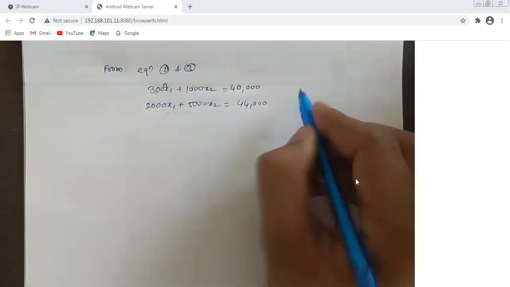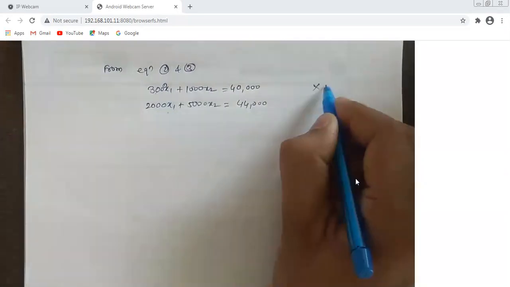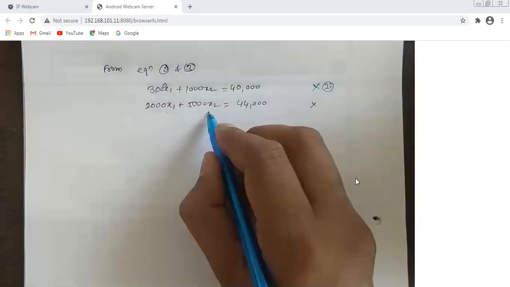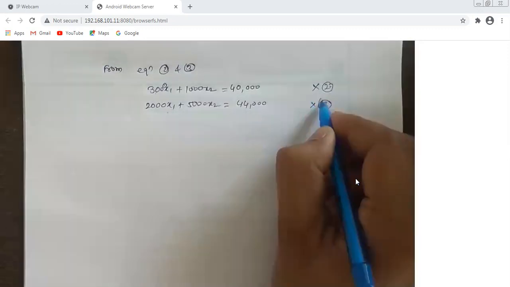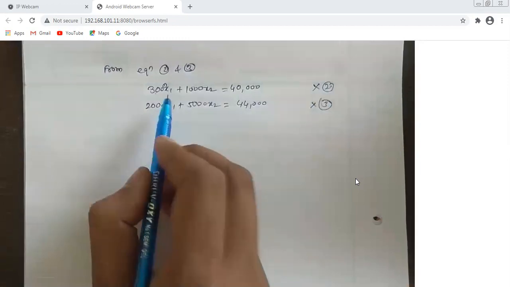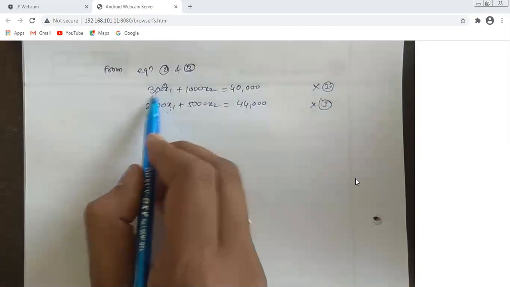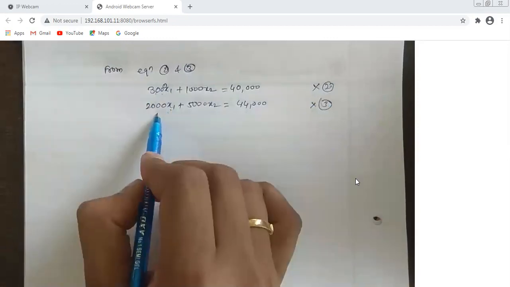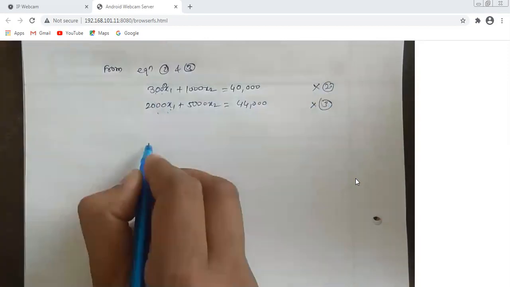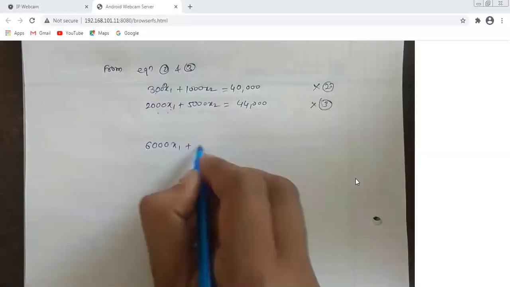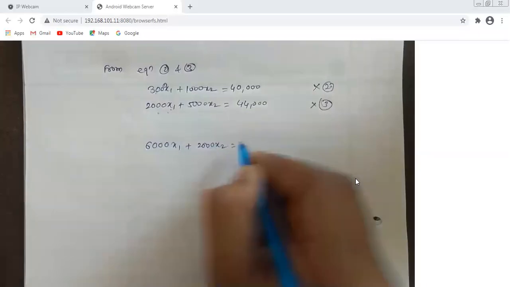So what we have to do? We have to multiply equation number 2 by 2, and we have to multiply equation number 3 by 3. Then what will happen? The coefficient of x1 will become the same. If you multiply by 2, it will become 6000 x1. Here, if you multiply by 3, it will become 6000 x1. So this will become 6000 x1 plus 2000 x2 is equal to 80,000.